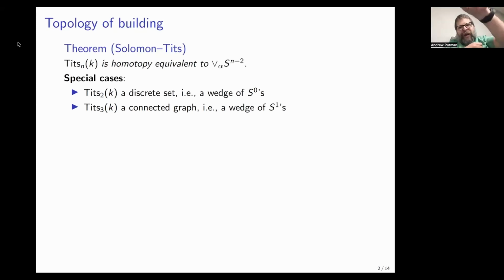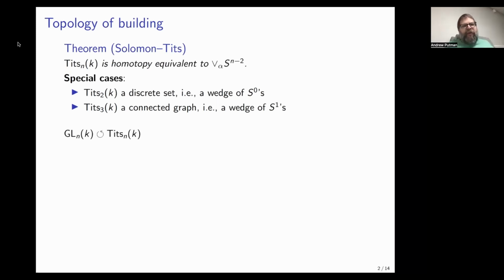And a maximal tree is contractible. So you squash that maximal tree to a point, and suddenly all the vertices are identified. This doesn't change the topology because you're contracting a contractible thing. You're left with a single vertex and a whole bunch of edges coming off it. So that's a wedge of circles. Anyway, these special cases illustrate the Solomon-Tits theorem. And this says that this kind of pattern persists for higher n.